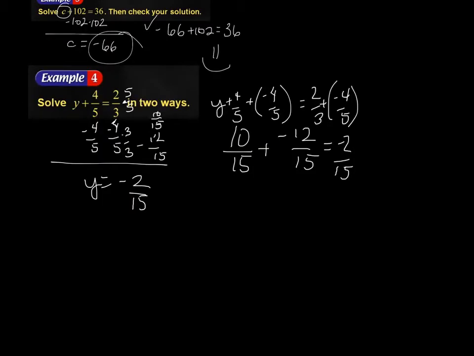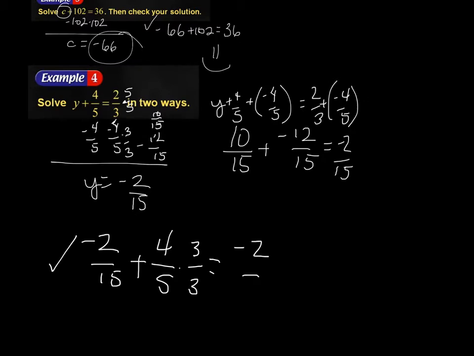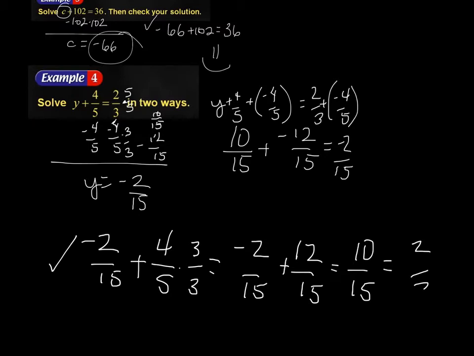I've done the problem 2 different ways, but I did not do the check step, and I think you're convinced, I hope, that it's important. So check, negative 2/15 plus 4/5. I need a common denominator, it's 15. So I have negative 2/15 plus 12/15 is 10/15, which reduces, divide by 5, I get 2/3, which is what I wanted.